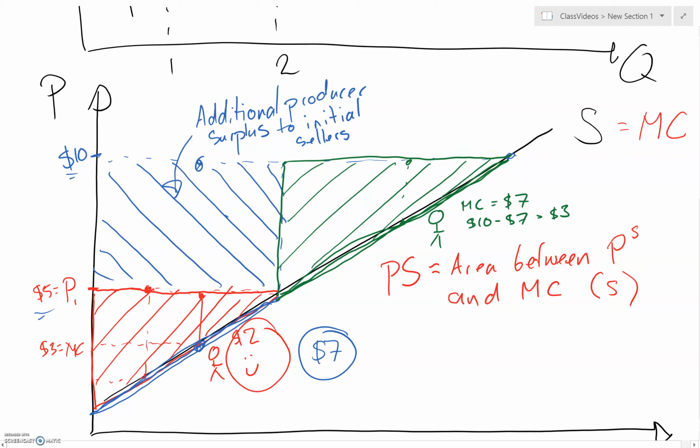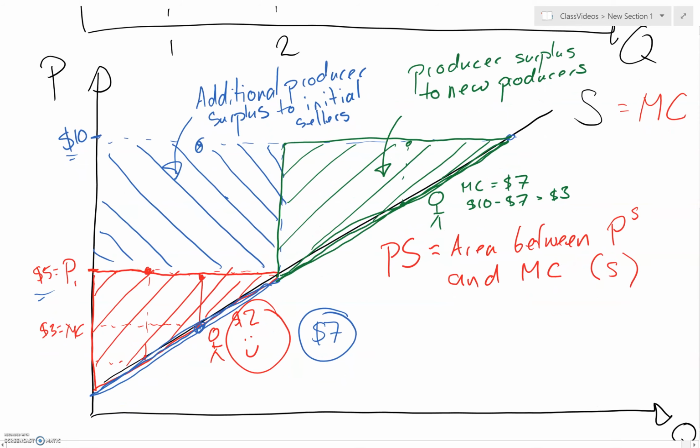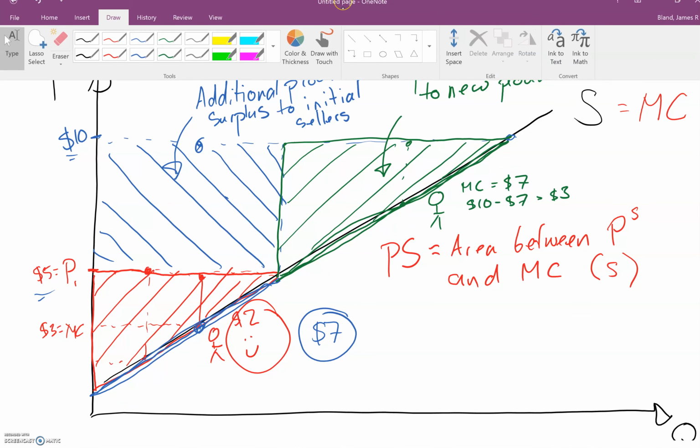We can call this producer surplus to new producers. Just to clarify with these areas, it should be reasonably intuitive that as prices go up, producers are happier. They're selling more stuff at higher prices. That can only be good for producers. Let's show that we can work this out using these areas as well.